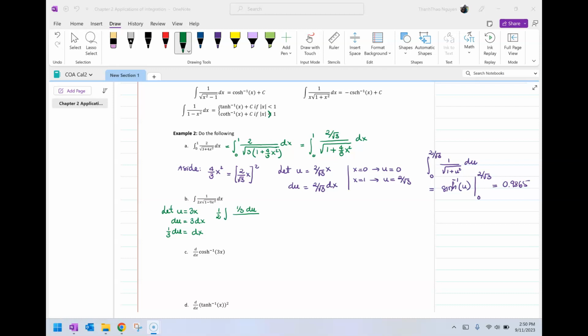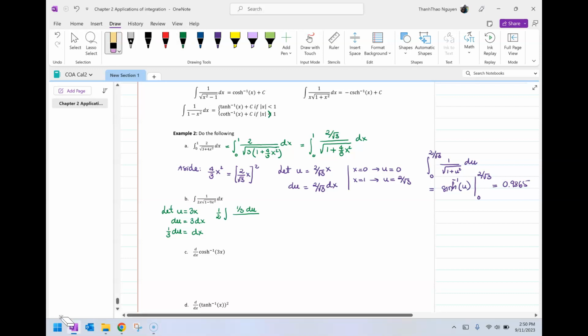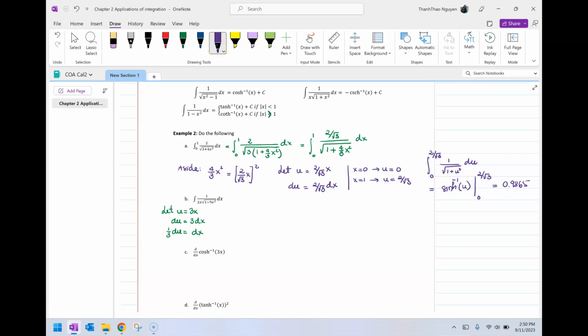Actually, here we noted that we have a 2x in the denominator but u equals 3x. This meant that we can solve for 2x in terms of u. So this meant 2x is equal to, we multiply by 2/3 to both sides, 2/3 u.